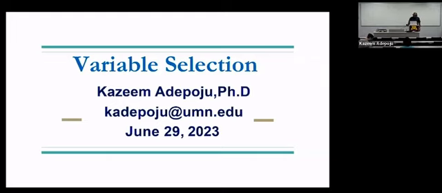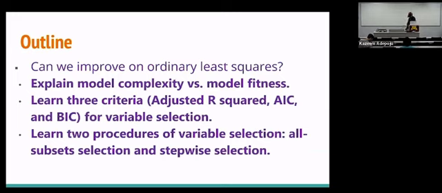So in the outline, if you take a look at the first one, it says: can we have a way to improve on ordinary least squares? Because we live in a world where we basically want to make an improvement. We can never be satisfied with what we got. You get what I mean, right? Then I'm also going to explain the difference between model complexity and model fitness. They are not the same.